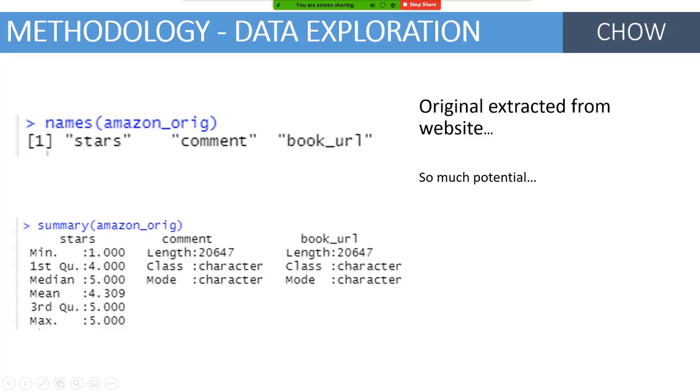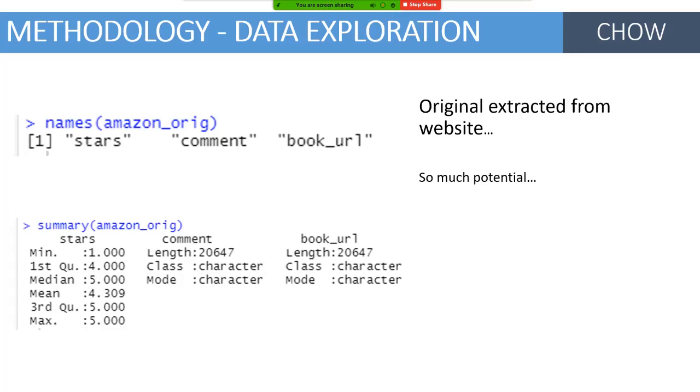As you can see, technically there's nothing much to be done on the stars because this is the users' rating. The comment is about whether the person likes the book, does not like the book, or thinks it's just okay. This is followed by the book URL, which is the URL of the book that has all these comments and ratings, as explained earlier.